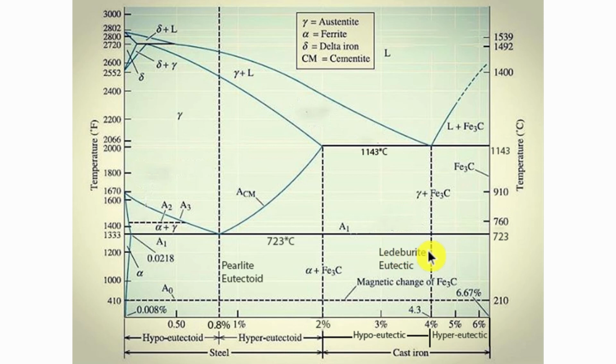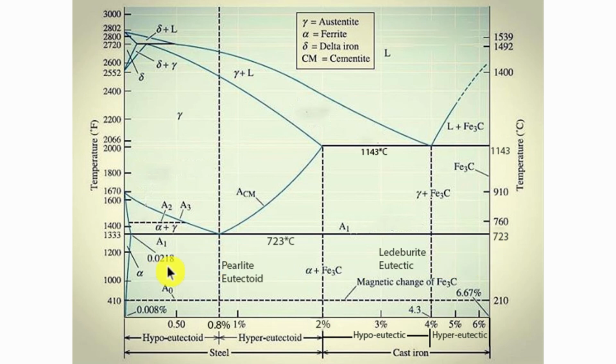Here ledeburite shown is a combination of ferrite and cementite. So pearlite and ledeburite both have ferrite and cementite inside. Now if you take carbon more than 4.3% but lower than 6.67%, when it cools from liquid state to liquid plus cementite, then if it is cooled below 1143 degrees centigrade, it will form austenite and cementite. It will be further cooled below A1 temperature, it will make ferrite and cementite.